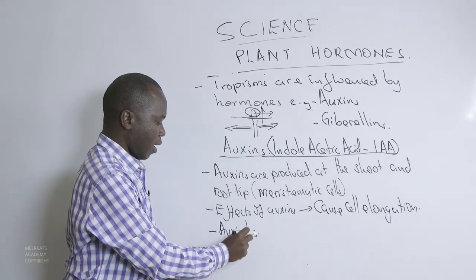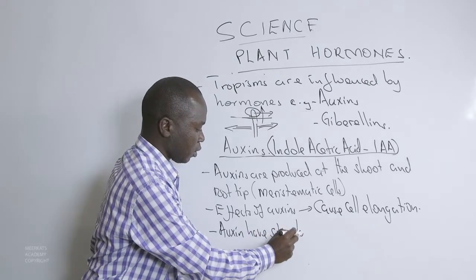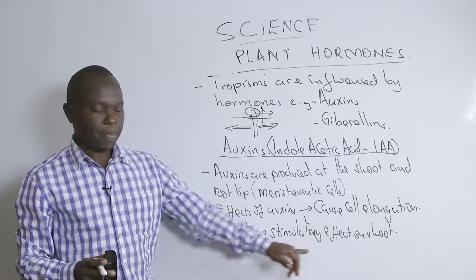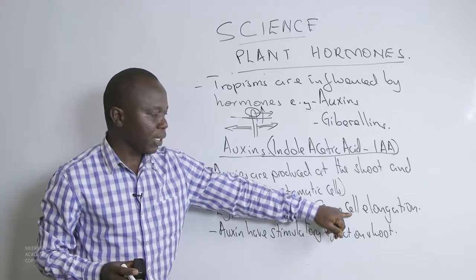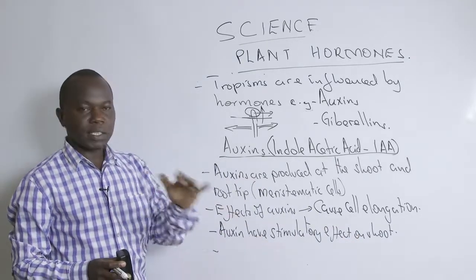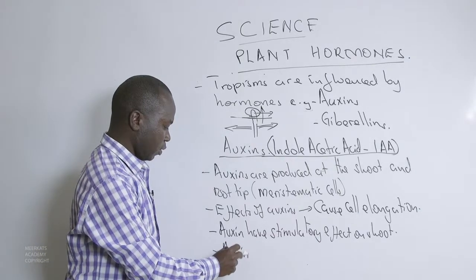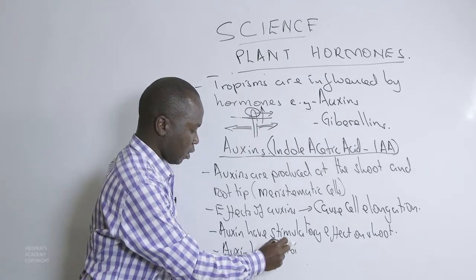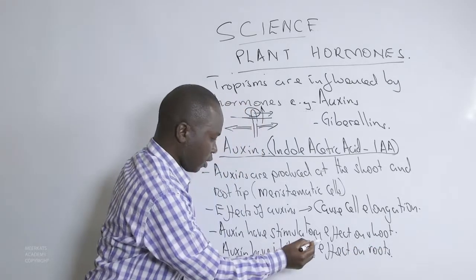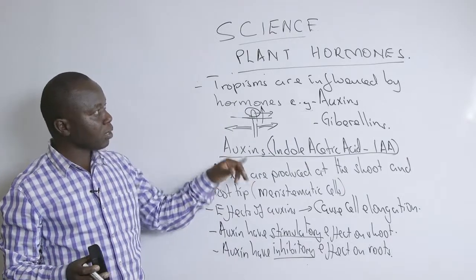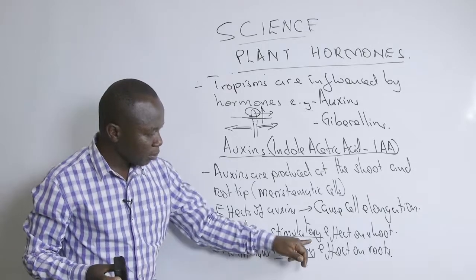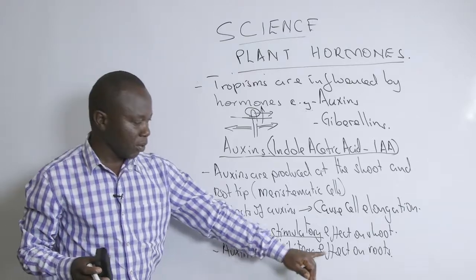Auxins have a stimulatory effect on the shoot. In other words, a high concentration of auxins in the shoot will increase the rate of cell elongation. But for the root, it is the opposite. It is antagonistic. Auxins have an inhibitory effect on roots. So this is very important for us because as we shall be explaining how auxins bring about tropism, this concept must be in our mind: auxins will stimulate growth in shoots, auxins will inhibit growth in roots.